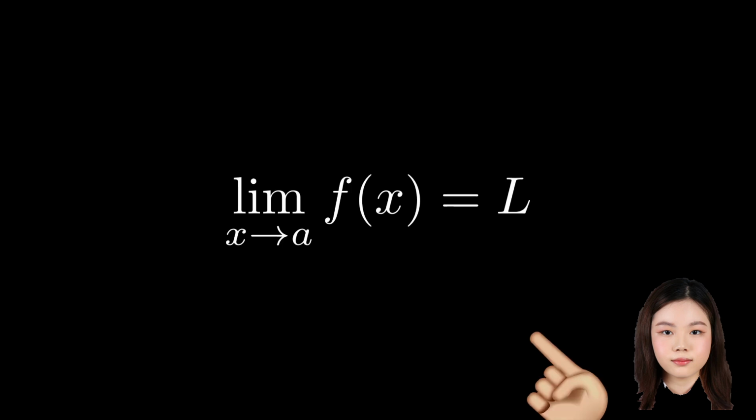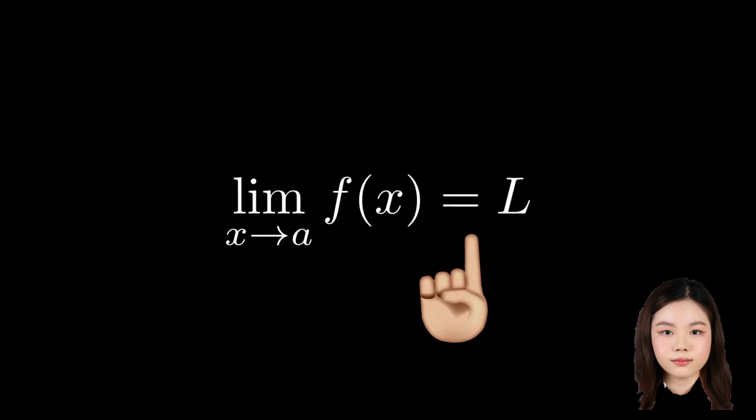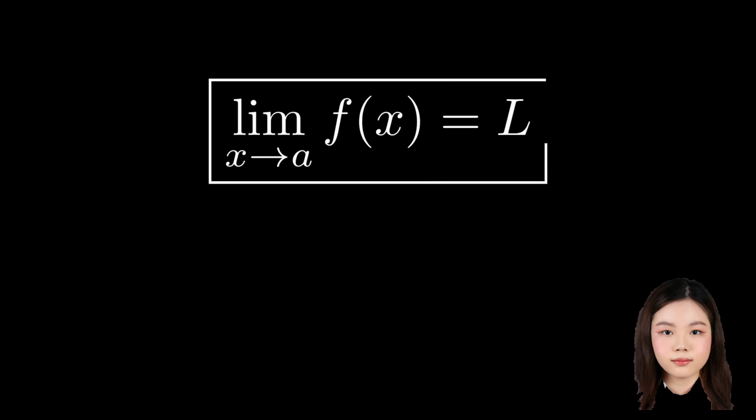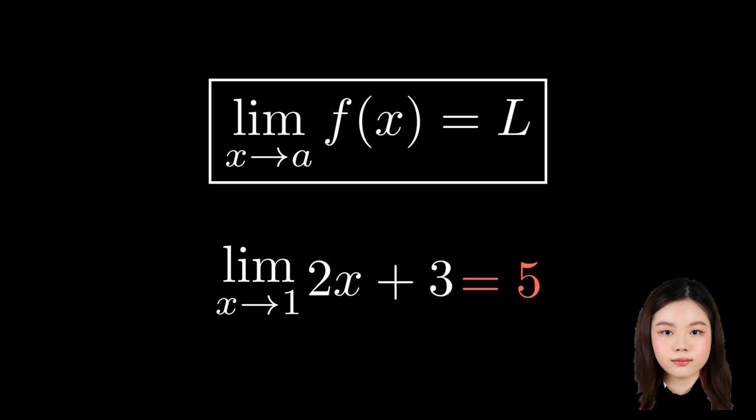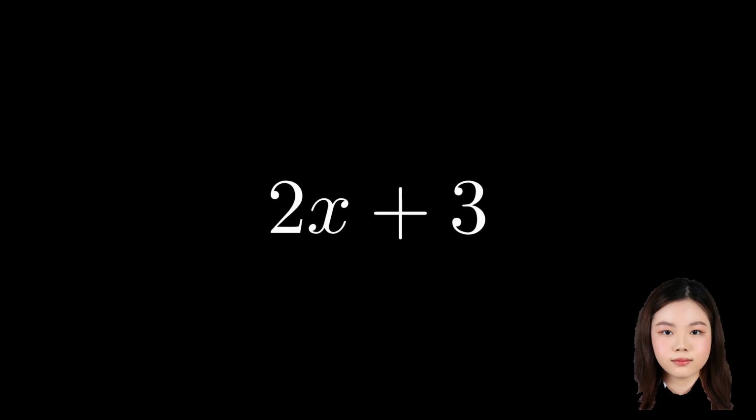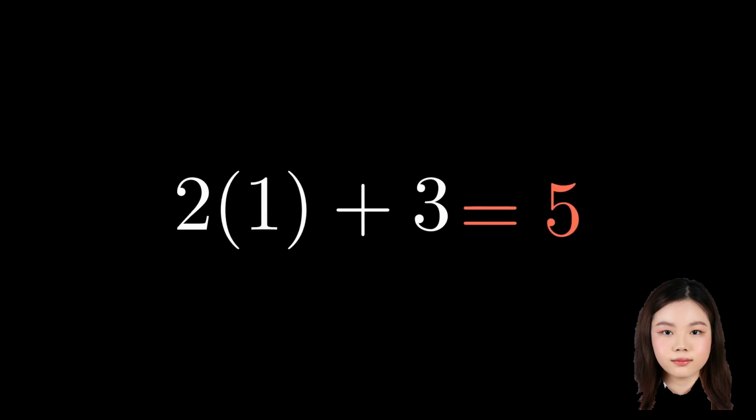We can write it like this: the limit of f(x) as x approaches a equals L. This means that as x gets closer to a, the value of f(x) gets closer to L. For example, if f(x) equals 2x plus 3, then the limit of 2x plus 3 as x approaches 1 equals 2 times 1 plus 3, which equals 5. For most basic functions, we can just substitute the value directly, but not always.